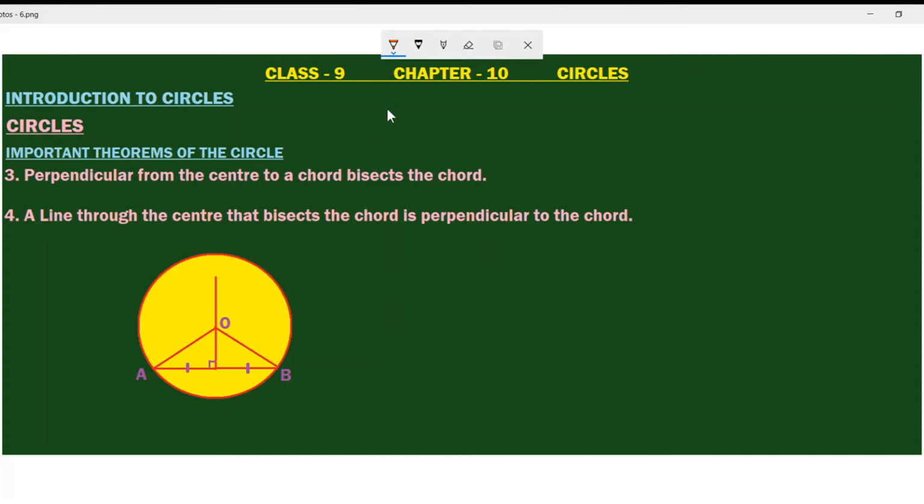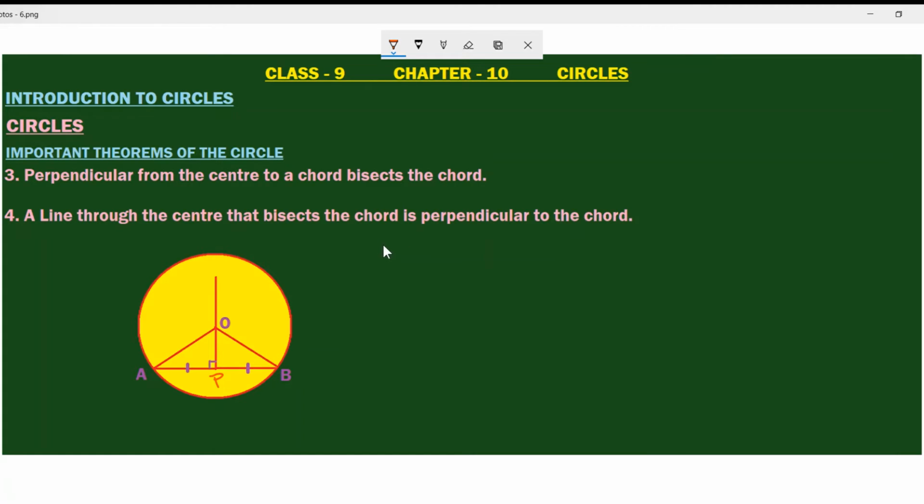See, for the fourth theorem also, what is the fourth theorem? A line through the center that bisects the chord is perpendicular to the chord. Here, what they have given is a line through the center bisecting the chord. If this line is bisecting this chord, we have to prove this OP, again we will name it OP, this OP line will be perpendicular to the chord.